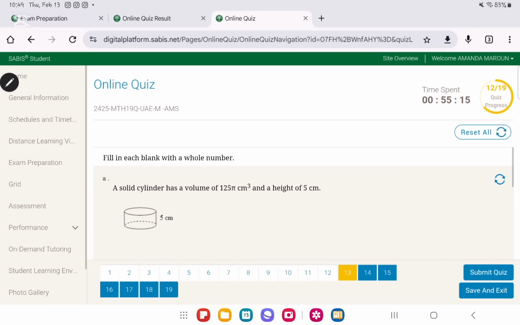We move on to question number 13. Question number 13. Fill in each blank with a whole number. A solid cylinder has a volume of 125 pi centimeters cubed and a height of 5 centimeters.